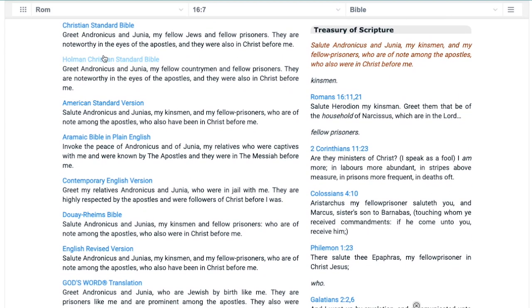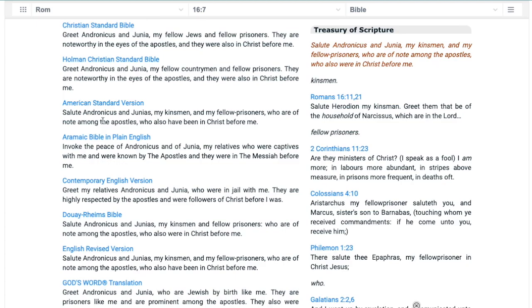So anyway, same thing. Christian Standard Bible. This is one that was done a few years back that replaced the Holman Christian Standard Bible. Greet Andronicus and Junia, my fellow Jews and fellow prisoners. They are noteworthy in the eyes of the apostles. That is a major interpretation. That is not a translation. There is a major flaw here in the translation of this text. The eyes of the apostles is nowhere in the Greek. So that's really important to understand, okay?